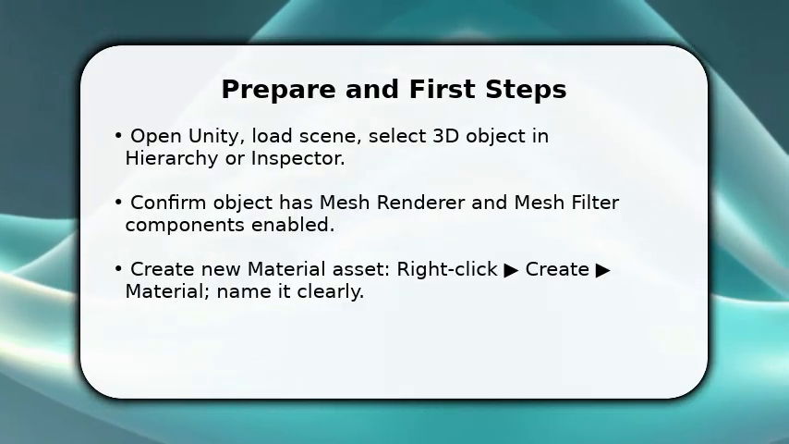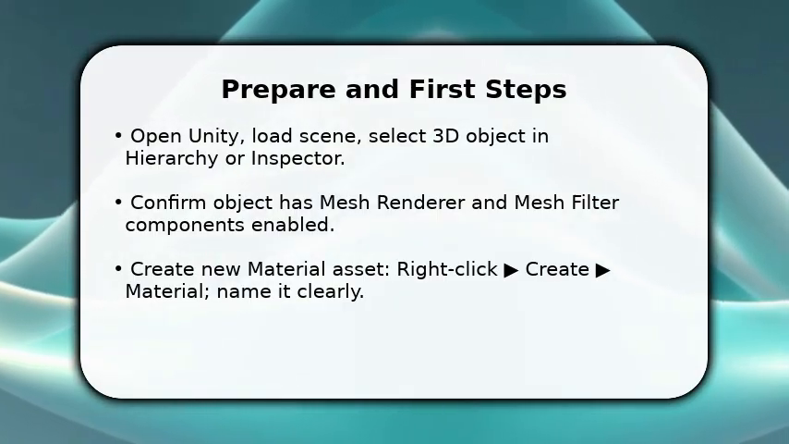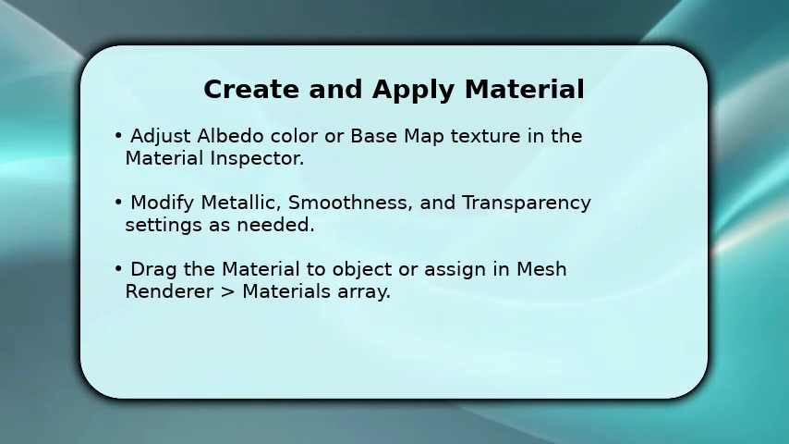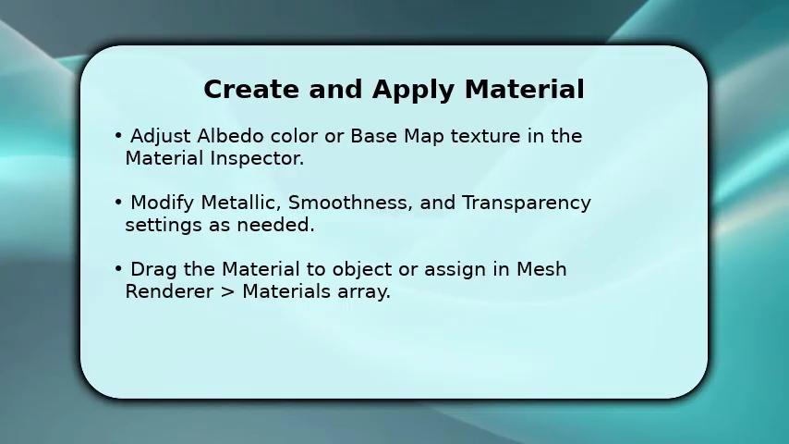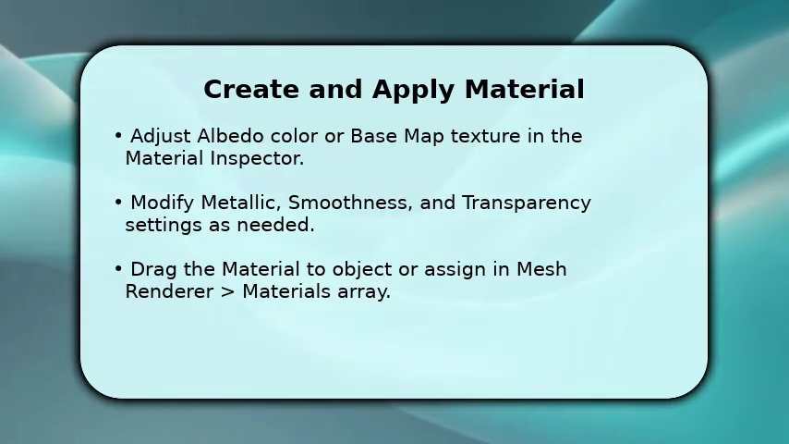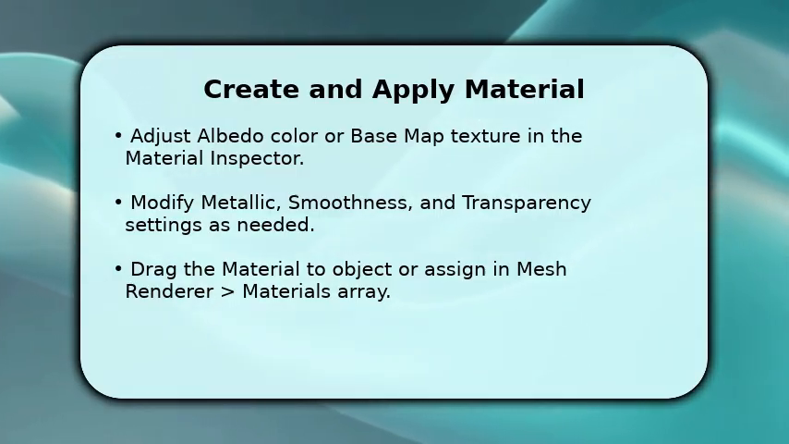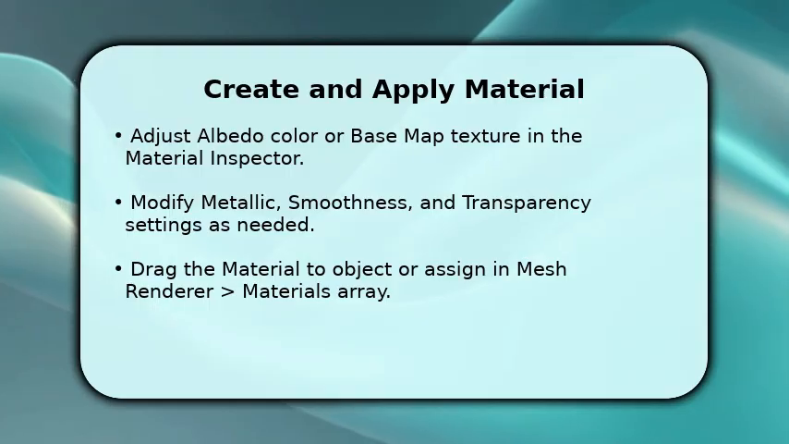Now you'll set the color and appearance. In the Material Inspector, change the albedo base color by picking a color or assigning a texture map. That's the primary visual change. Then tweak metallic and smoothness to control reflectivity and enable transparency or alpha clipping if you need see-through areas.